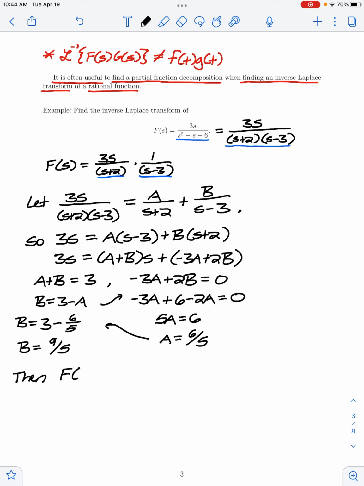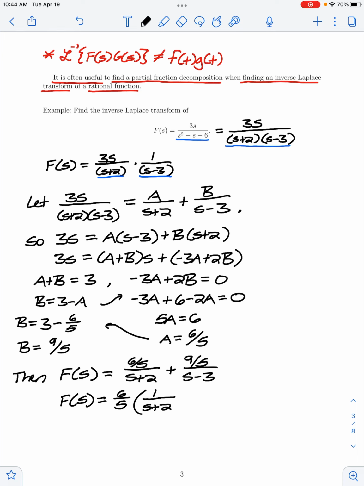And so we find that our capital F of s function we were given has a partial fraction decomposition given by a, which is 6/5 over s plus 2, plus b, which is 9/5 over s minus 3. Or if I think about bringing these constants out in front of each factor, I have the following.